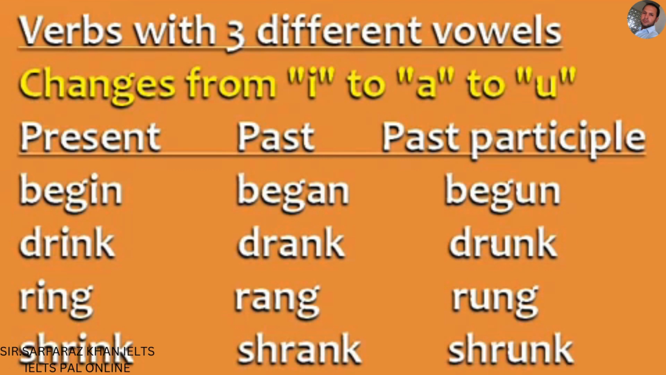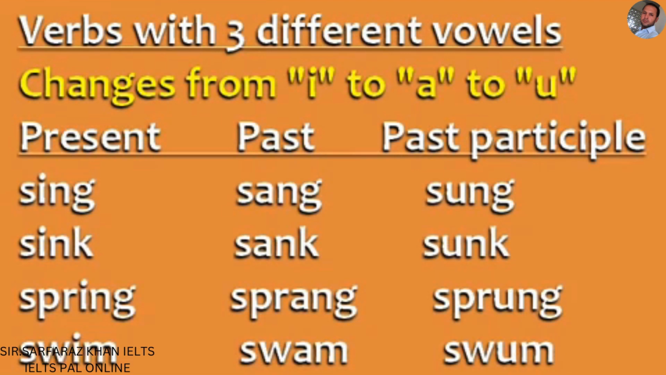Verbs with 3 different vowels. In this group, the vowel changes from i to a to u. Begin, began, begun. Drink, drank, drunk. Ring, rang, rung. Shrink, shrank, shrunk. Sing, sang, sung. Sink, sank, sunk. Spring, sprang, sprung. Swim, swam, swum.